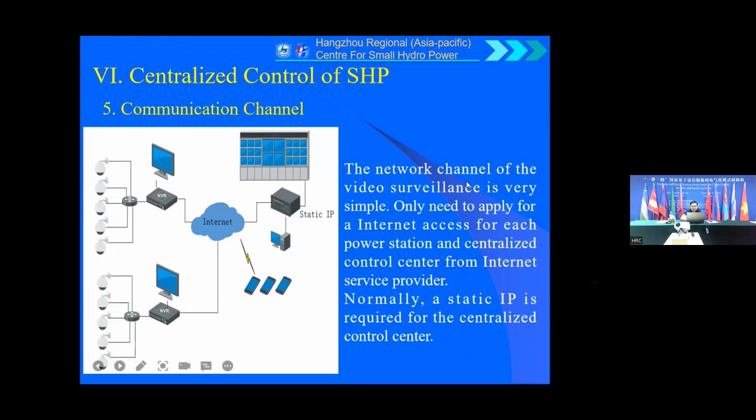The network channel of the video surveillance is very simple. One only needs to apply for internet access for each power station and the centralized control center from an internet service provider. Normally a static IP is required for the centralized control center, because the NVR at each site will send live videos to this static IP.